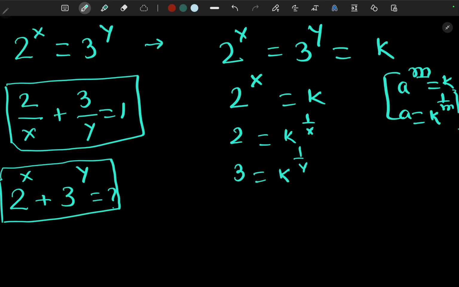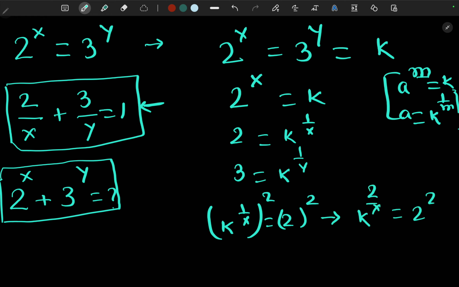Now we have been given another equation where 1 over x... 2 by x plus 3 by y is given equal to 1. But here I have only k to the power 1 by x equal to 2. So let's square it both sides. Squaring it will give us k to the power 2 by x equal to 2 square, as a to the power m to the power n is equal to a to the power m into n. So we have applied the same thing here: 1 by x, and the outside 2 is there. So 2 into 1 by x will be 2 by x.